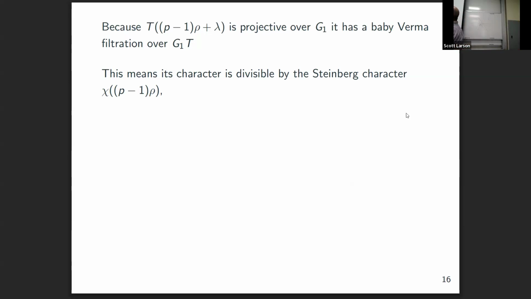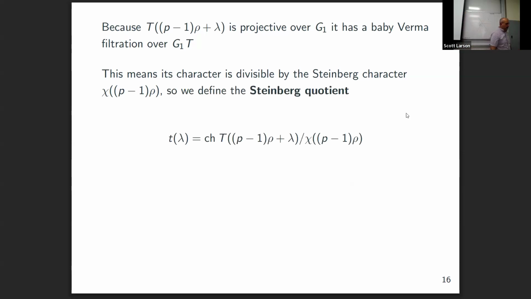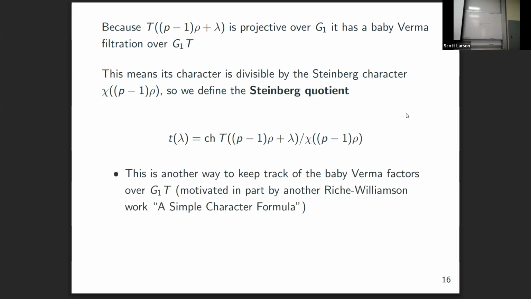So what happens is if you have a baby Verma filtration over G1T, then that module can be divided by the character of the Steinberg character. And so what you'll get is what we call the Steinberg quotient. So I take the character of this tilting module, I divide out by that, and I get an element that's in the W invariance of Z of X. Okay, so it's just another way to keep track of baby Verma factors.